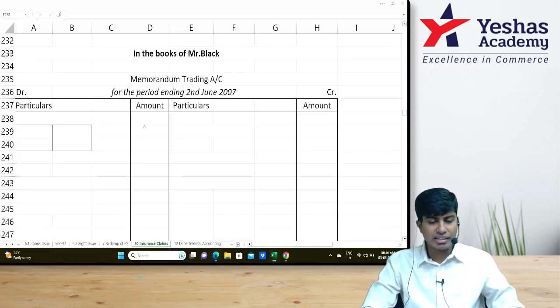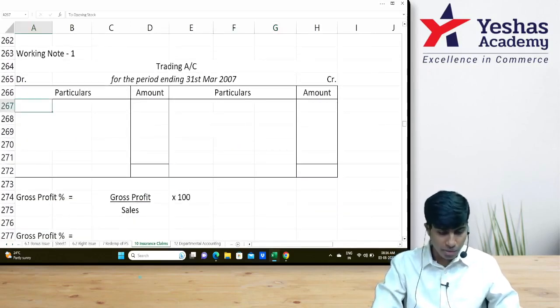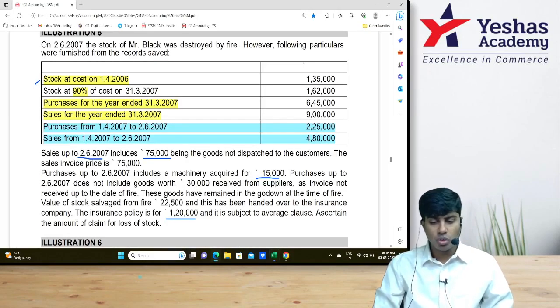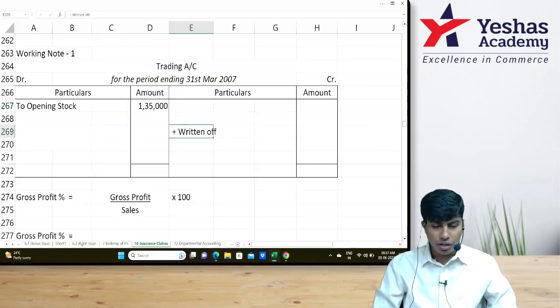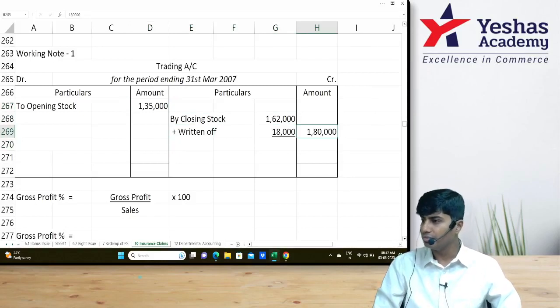This 1 lakh 35,000, where do you write that? In the trading account, not in the memorandum trading account. What's after that? Closing stock 1 lakh 62,000. So I'll write closing stock 1 lakh 62,000 in the inner column. Amount written off is 18,000, making it 1 lakh 80,000.